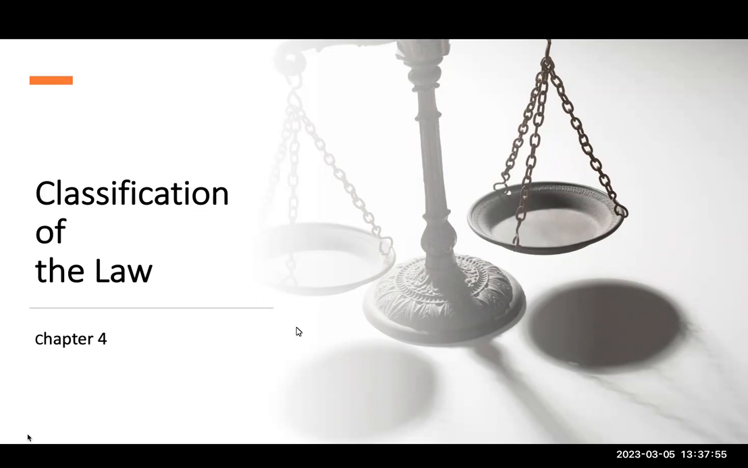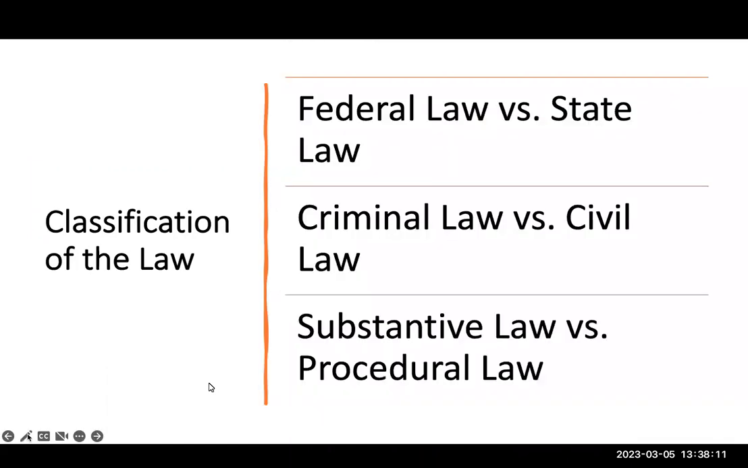The last couple of weeks, we have been going over various sources of the law, and we learned that American law derives from legislative, judicial, and administrative sources. Chapter 4 deals with various classifications of law within those sources, and it's broken down into three main categories: federal law versus state law, criminal law versus civil law, and substantive law versus procedural law. Again, all of these will be dealt with in more detail in coming chapters. This chapter 4 just serves as an introduction and overview.